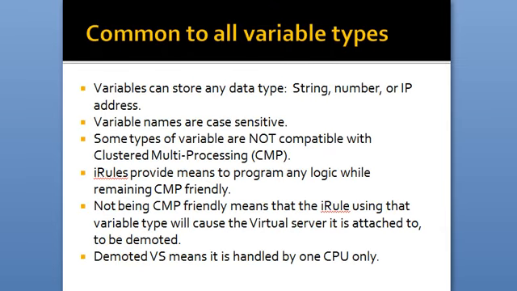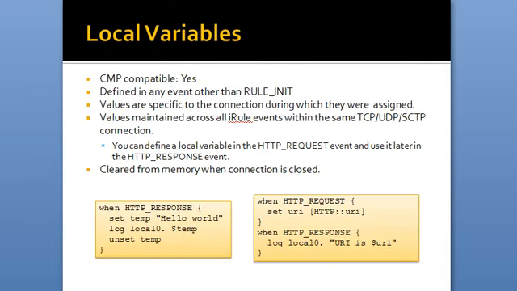Common to all the variables are a few facts. Variables can store any data type, such as string, number, IP address. Variable names are case sensitive. Some variable types are compatible with clustered multiprocessing and some are not. Not being compatible with CMP means that the virtual server the iRule is handling will be demoted to only be serviced by one CPU. Local variables are CMP friendly.